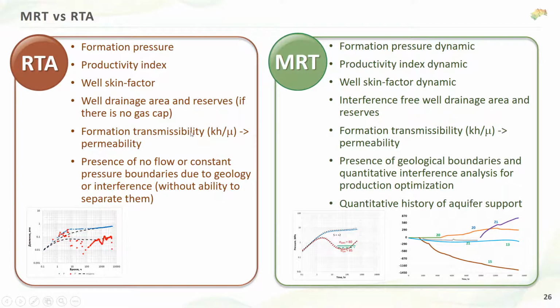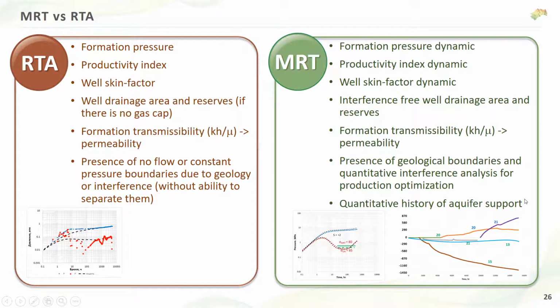From that we can calculate the reservoir permeability if we get the information about the thickness from which we have production. And in rate transient analysis, we could see no-flow or constant pressure boundaries, and we cannot separate whether they are geological boundaries or due to production and injection of other wells. But here in MRT, we can separate these boundaries. Geological boundaries we would see, and instead of just one boundary response, we can see the quantity of interference history with each of the offset wells.